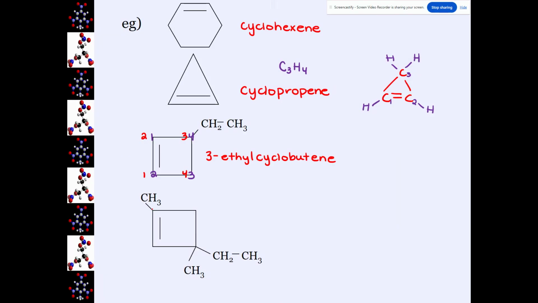The next one, obviously, again, has two different ways to number it. If I number it this way, my branches are on carbon 1 and 3. If I number it the other way, my branches are on 2 and 4. Remember, you're looking at lowest number sequence. So you're comparing them one digit at a time. My 1 comes before 2, so it doesn't matter what the rest of the number is. This is the way you're going to number it.